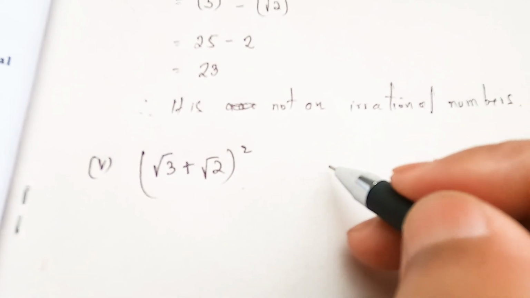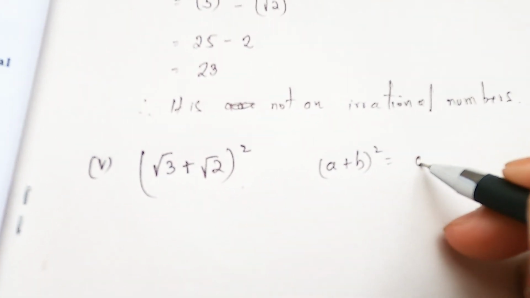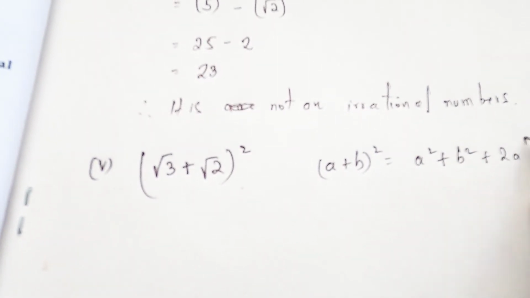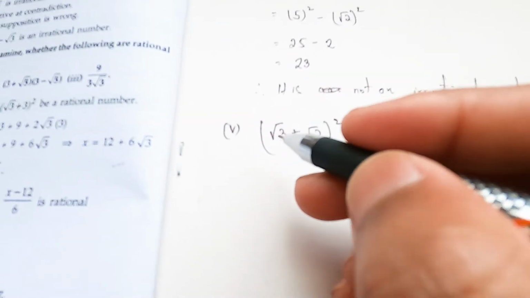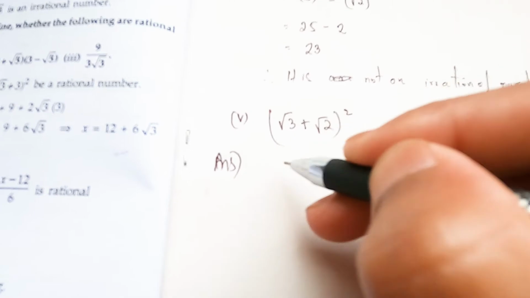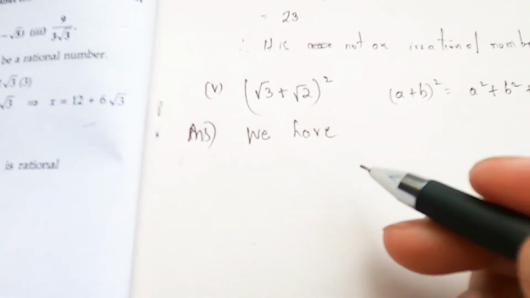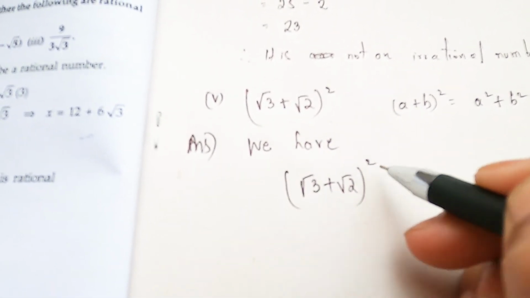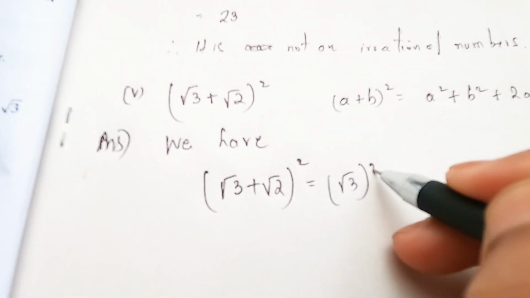All right, so now number 5, we have root 3 plus root 2 whole square. So in this case the identity will be a plus b whole thing square, it will be a square plus b square plus 2ab. So we will use this formula to solve for this one.